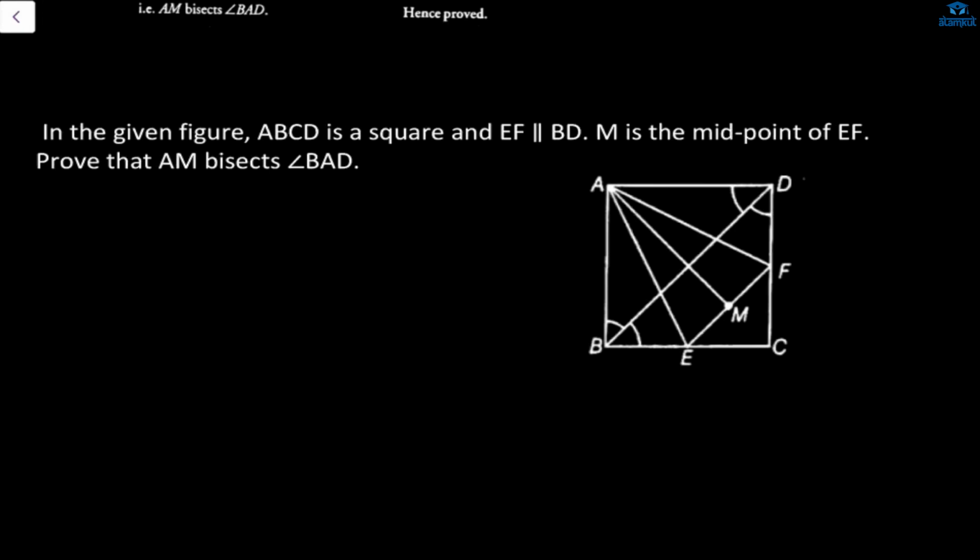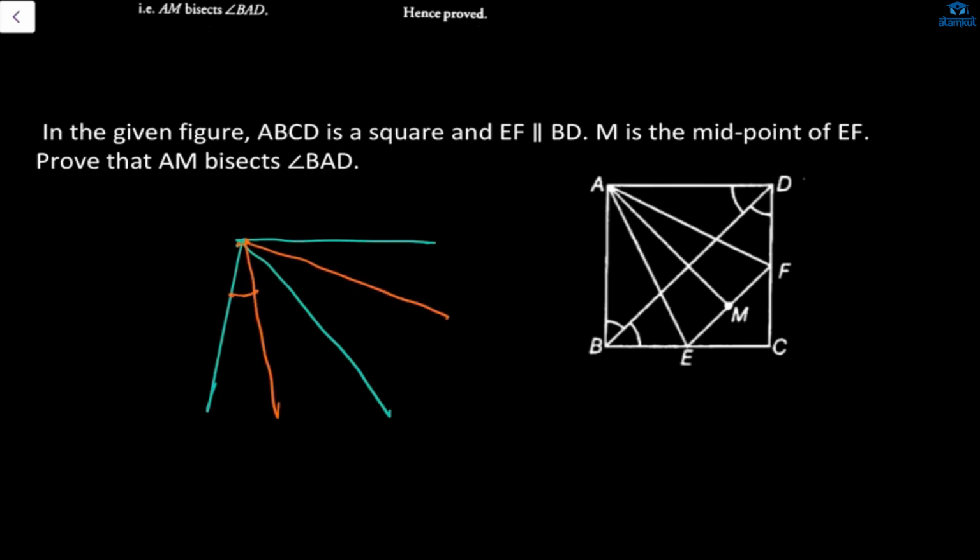You can take this question as homework. We will discuss this question tomorrow. I have already given you the hint. What hint have I given? See, angle A is having 4 parts. I'm just showing here. Angle A is having 4 parts. So show that this angle is equal to this angle and this angle is equal to this angle. So this plus this will be equal to this plus this. Then you can show that AM will be bisecting angle A.